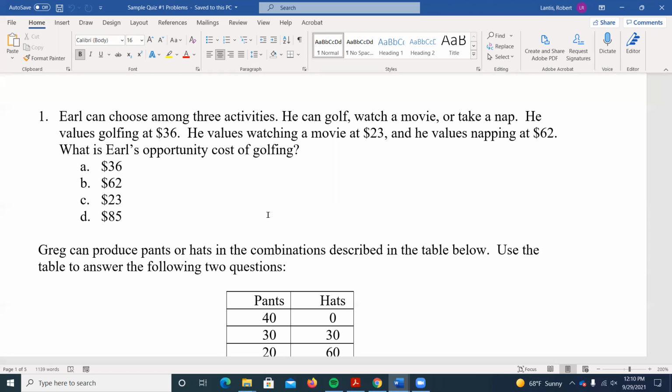It's always the benefit of whatever the highest activity is that you're not doing. The highest benefit of whatever activity you're not doing is going to be your opportunity cost. So it's just that value. Supposedly golfing would win $35, not 37.